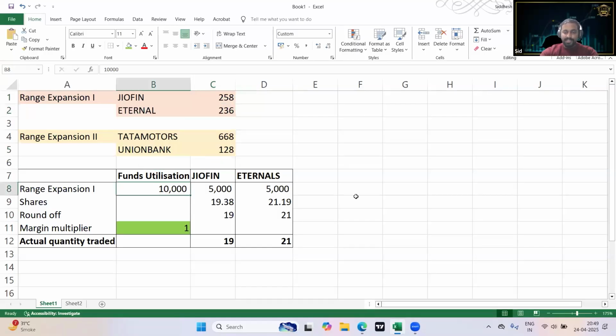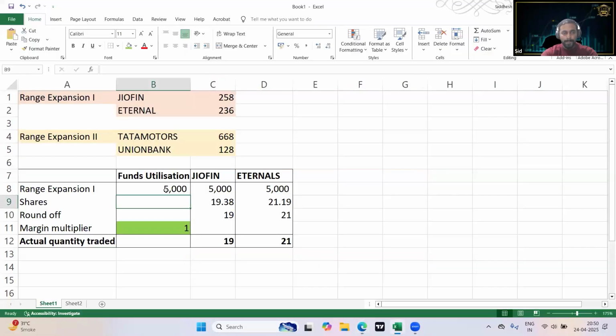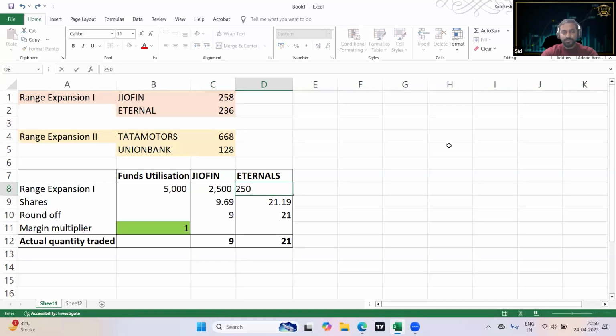For example, let's say we are running the range expansion 1 strategy. Let's say the fund utilization we are using is 5,000. We have inputted 5,000. How much will it use for JIOFIN? It will use 50% of it for JIOFIN and 50% for Eternals. So 2,500 each capital allocation will be there.